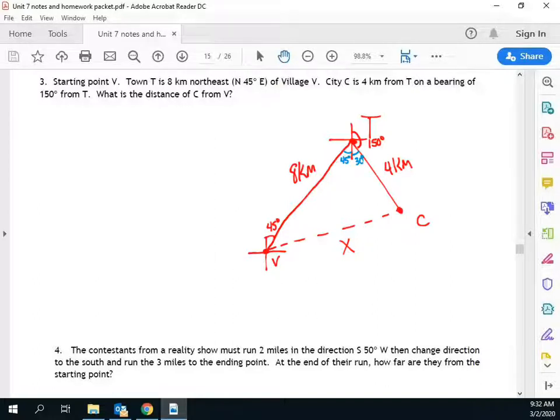So with that, we add those together and we get what? 75. And now we're set up for the law of cosines as we talked about. We got 84.